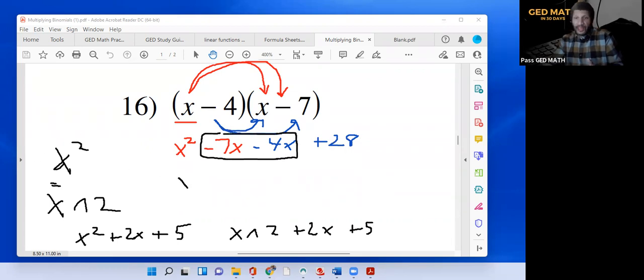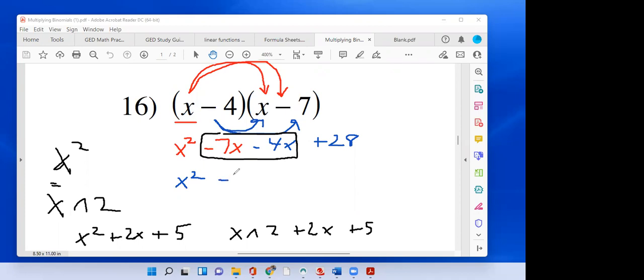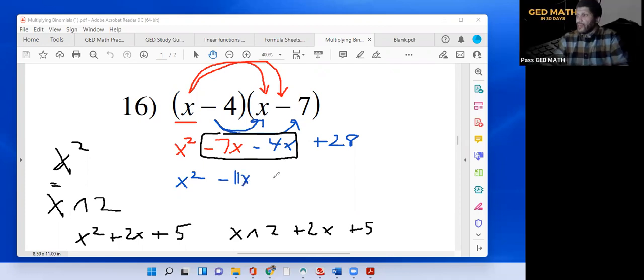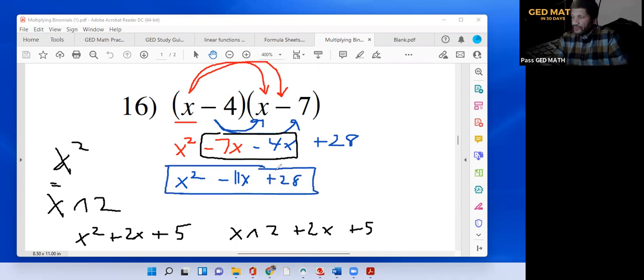So we bring down, let me use blue again, X squared. What's minus 7X minus 4X? Negative 11X. And then you bring down your 28. This would be your final answer: X squared minus 11X plus 28. Especially for the ones that are guaranteed to be on an exam, you got to make sure you know how to do it. So that was that one.